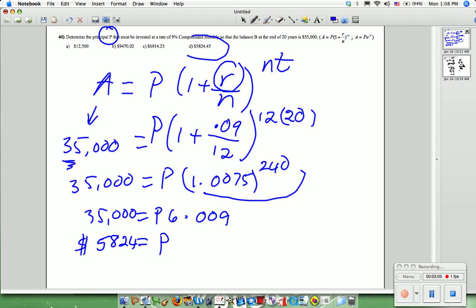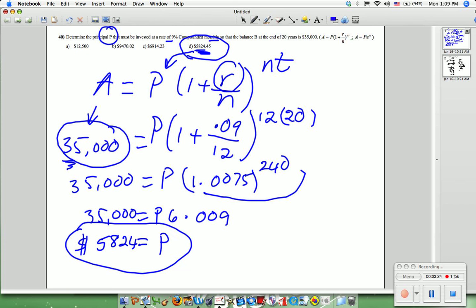In other words, we found the initial money that was invested 20 years ago. Based on the interest and the monthly compounding calculation, 20 years later it's $35,000. So our answer is $5,824 as our initial investment.